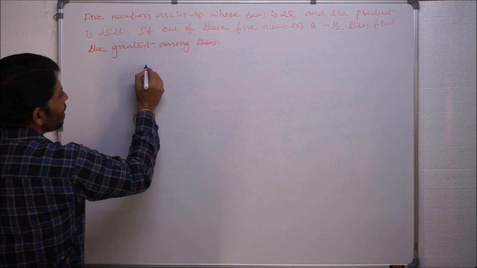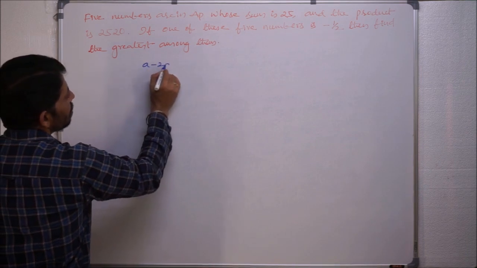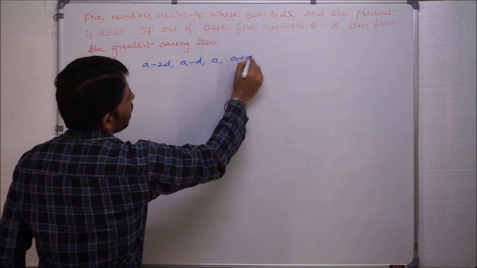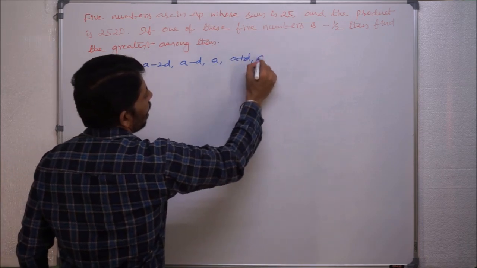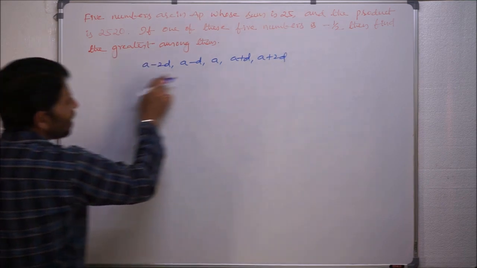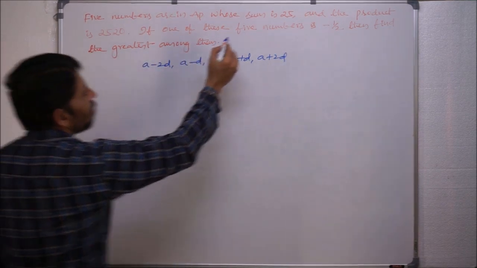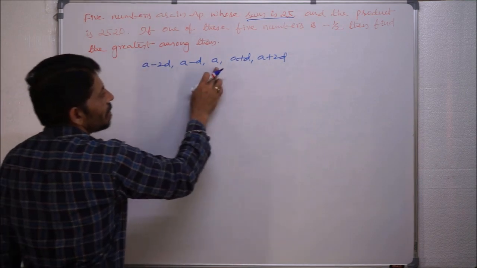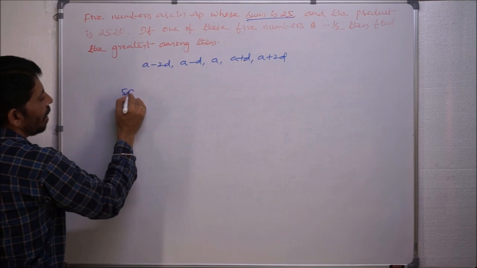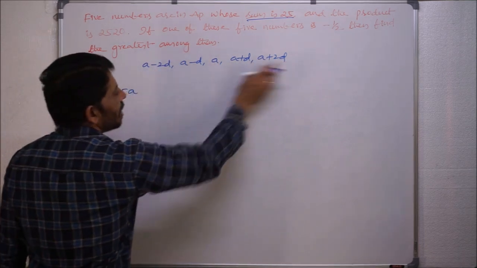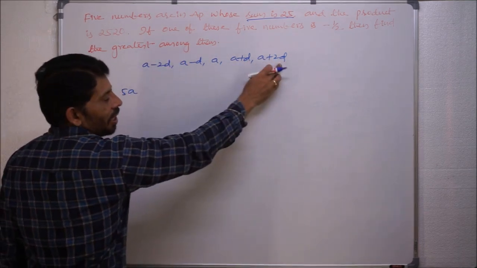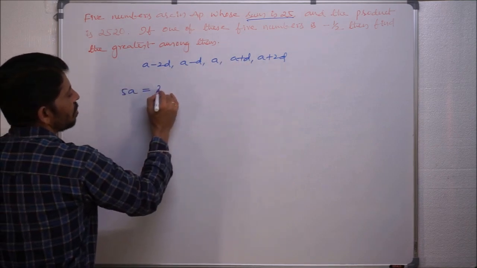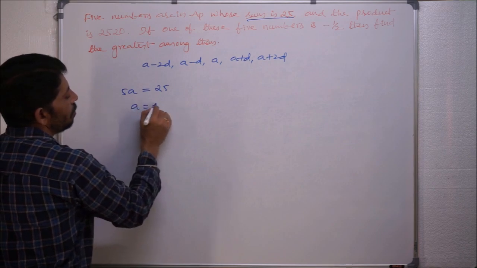Let us take the 5 terms to be a minus 2d, a minus d, a, a plus d and a plus 2d. The sum they have given is 25. Adding all these, a plus a plus a plus a plus a together gives 5a. Next, minus d plus d get cancelled, minus 2d plus 2d get cancelled. So altogether the sum equals 5a, which is 25. So a equals 5.